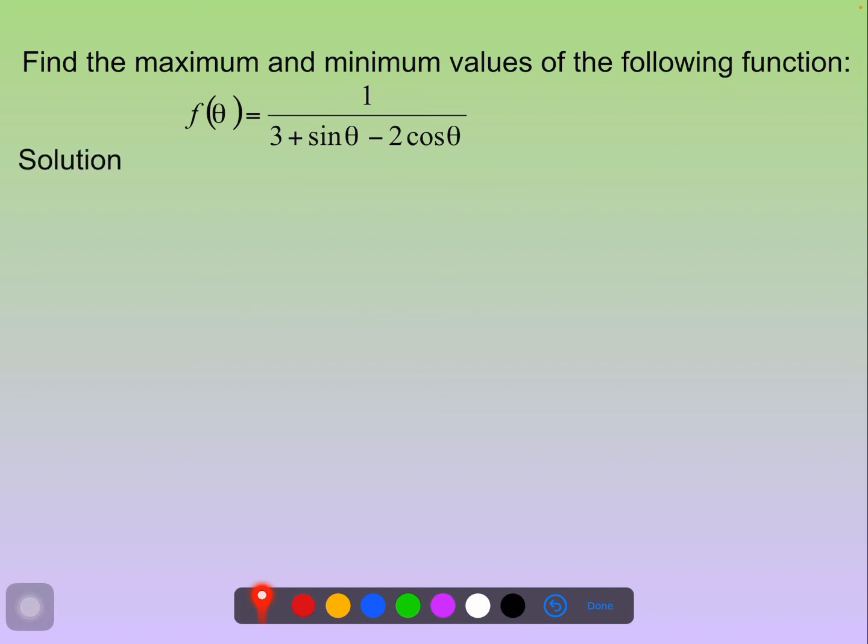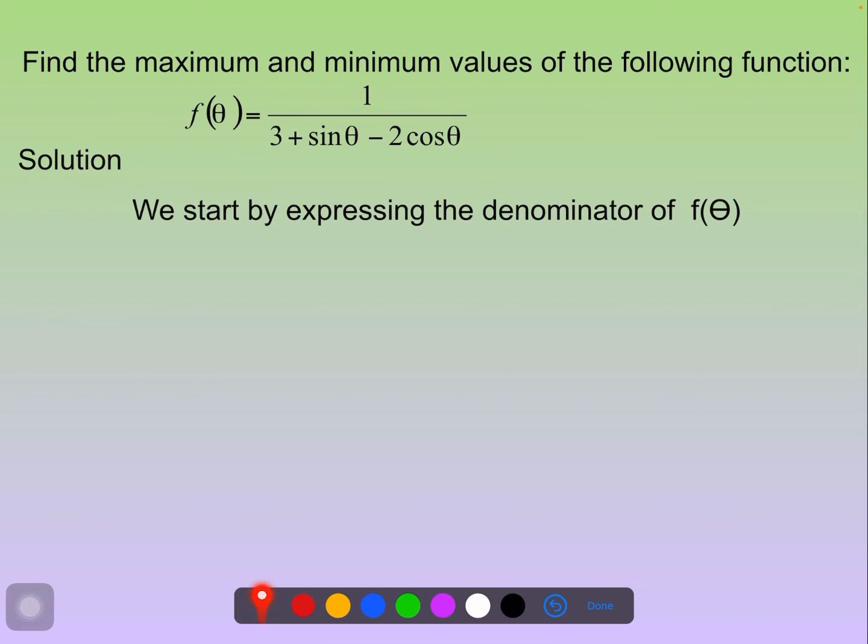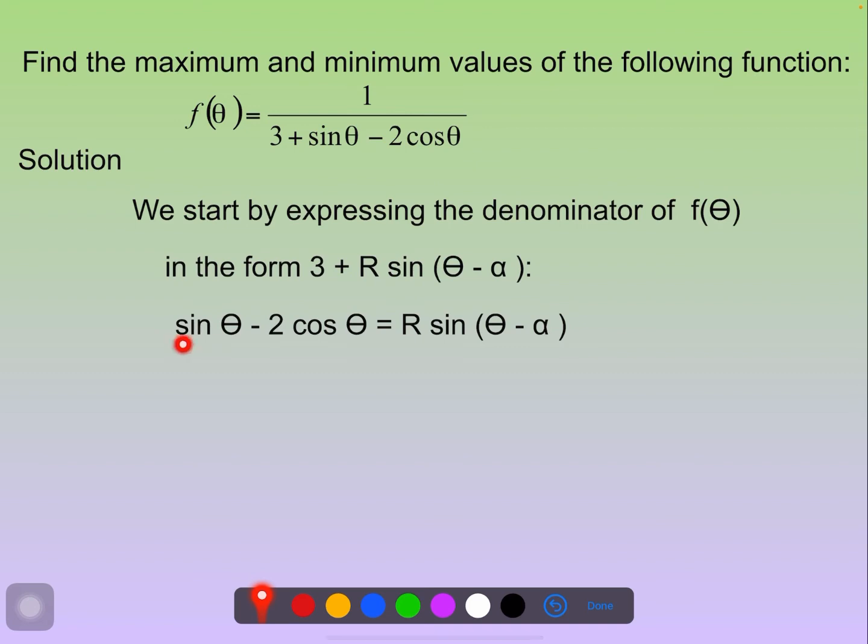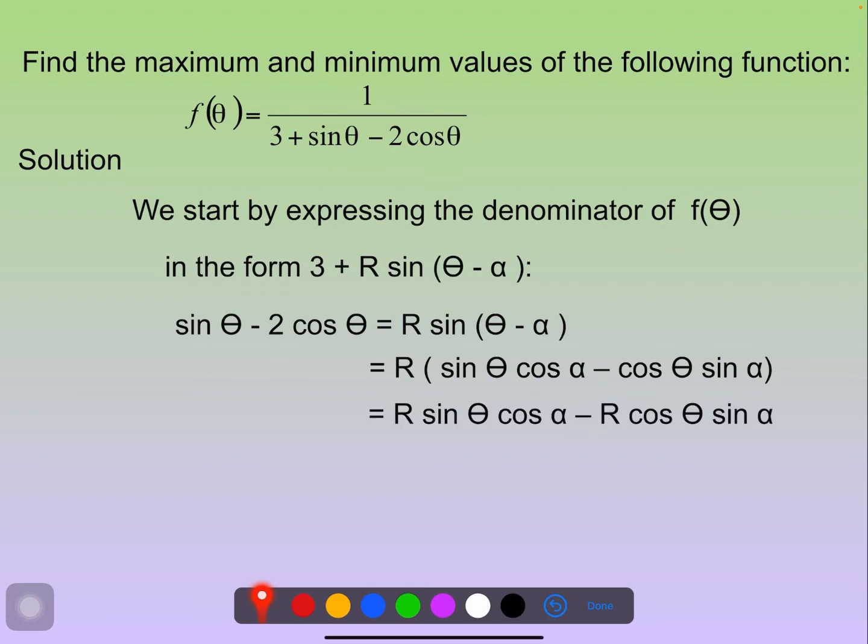Solution: we start by expressing the denominator of this f(theta) in the form of 3 plus, okay, sine theta minus 2 cos theta will become r sine (theta minus alpha). So sine theta minus 2 cos theta is equivalent to r sine (theta minus alpha). And then we expand this using the compound angle: r sine theta cos alpha minus r cos theta sine alpha. Okay, so we split this so that it's easy for us to compare the coefficients of sine theta and also cos theta for both sides.